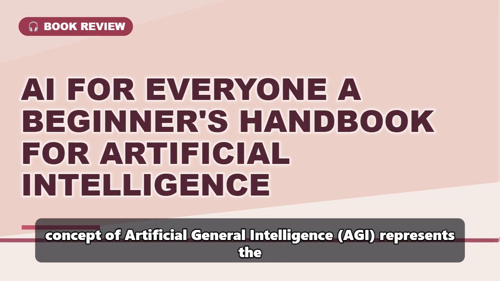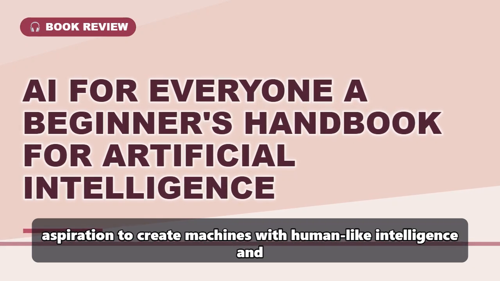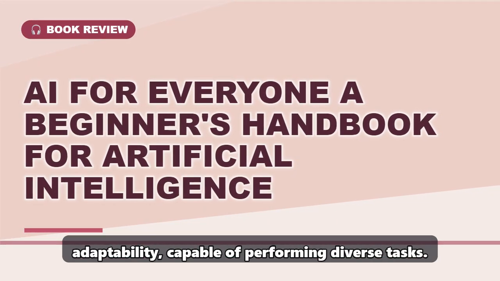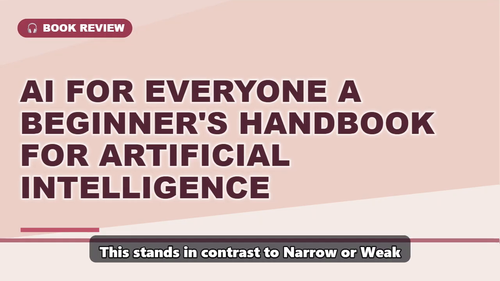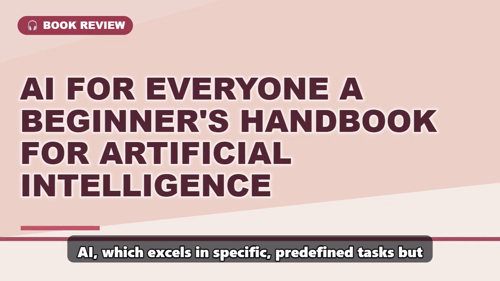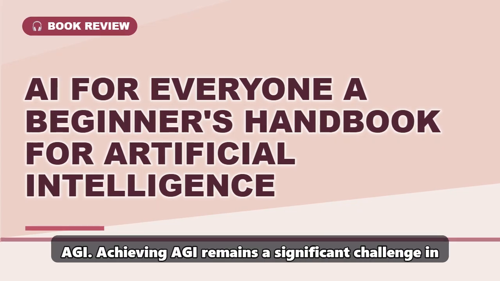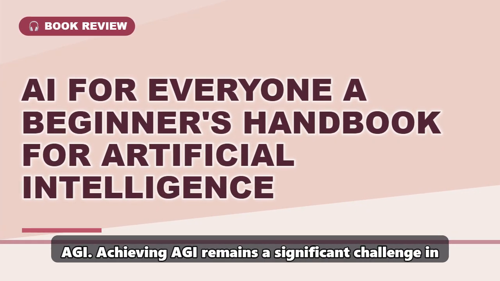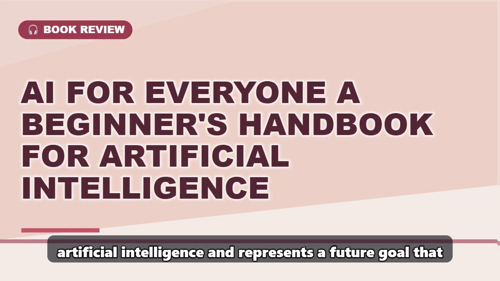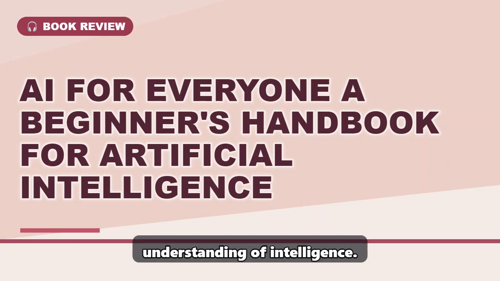In summary, the concept of artificial general intelligence, AGI, represents the aspiration to create machines with human-like intelligence and adaptability, capable of performing diverse tasks. This stands in contrast to narrow or weak AI, which excels in specific, predefined tasks but lacks the broad cognitive abilities and versatility of AGI. Achieving AGI remains a significant challenge in artificial intelligence and represents a future goal that holds profound implications for technology, society, and our understanding of intelligence.